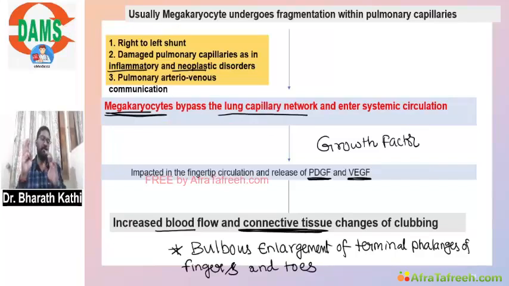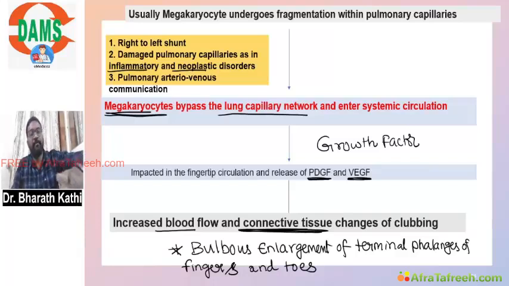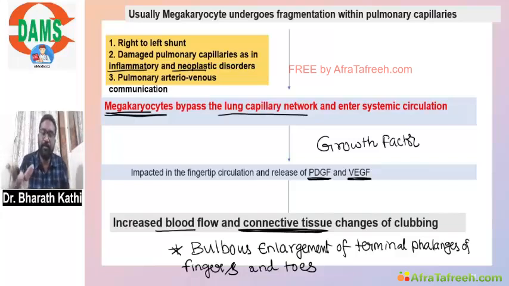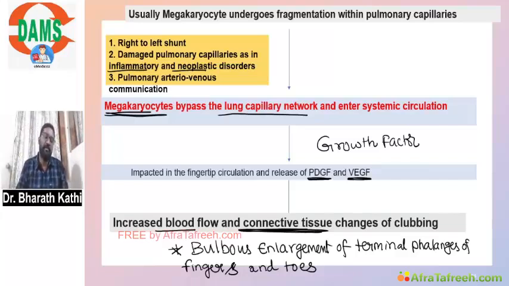In simple words, normally megakaryocytes should be broken in the lung. When there is some issue like a right to left shunt, or damaged pulmonary capillaries as in inflammatory or neoplastic disorders, or some AV malformations, these bypass and reach the systemic circulation. Now these big platelets will not keep quiet. They will produce substances called growth factors that will result in increased blood flow and proliferation of subungual connective tissue, resulting in bulbous enlargement of terminal phalanges of fingers and toes. This is in short called the humoral theory.